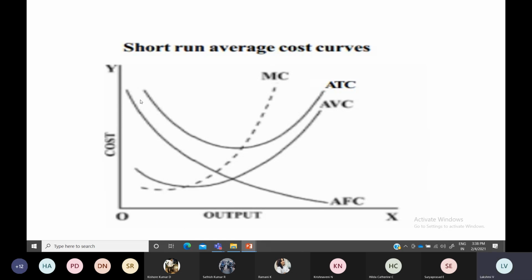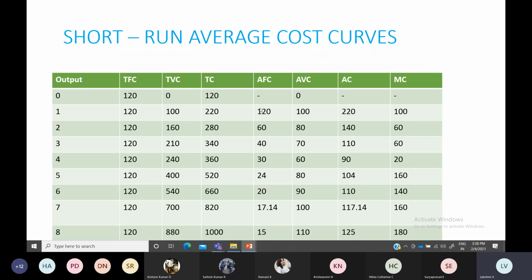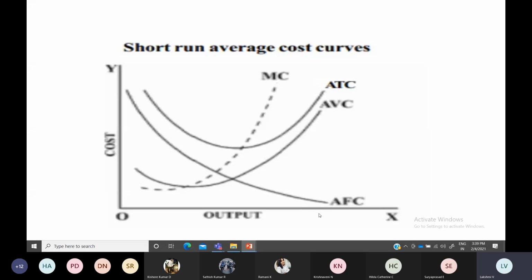As you know, average fixed cost will slope downwards. From left towards right, it is sloping downward. Average fixed cost will usually only decrease. After 1 unit, 2 units, it starts to decline. In the table, if you refer, you can see it declines from 120 to 60, 40, 30, 24, like this. So average fixed cost is declining.